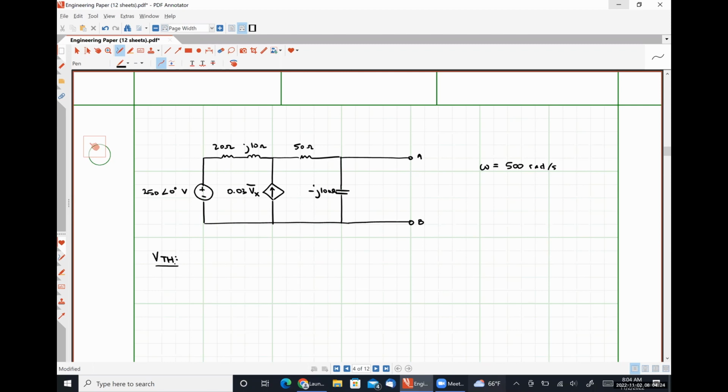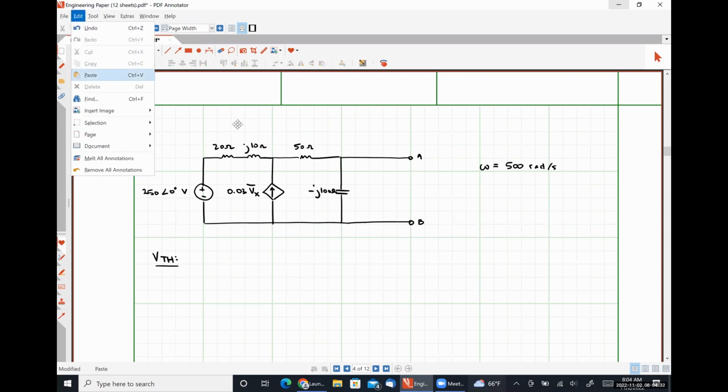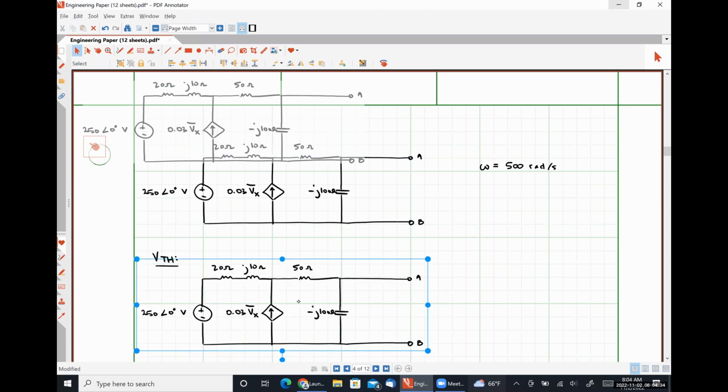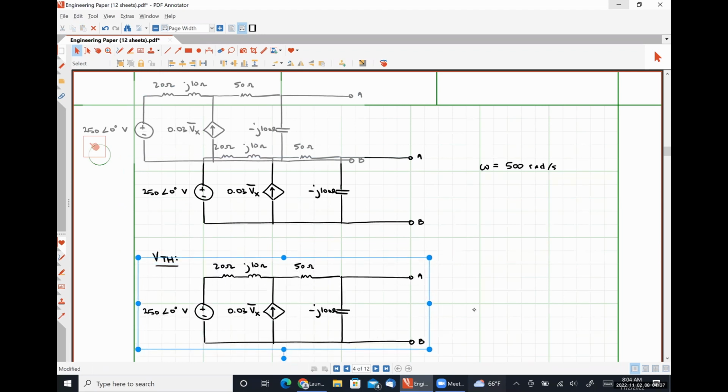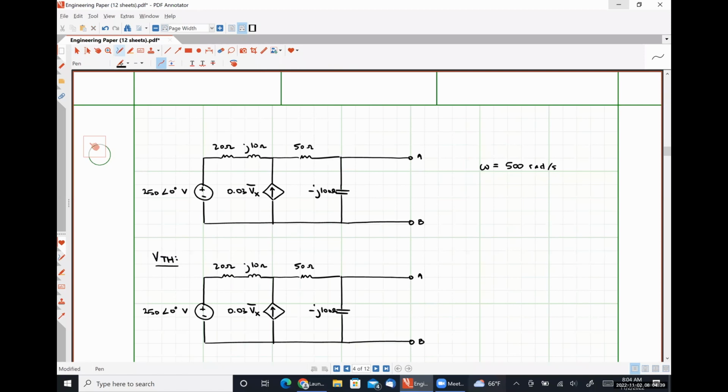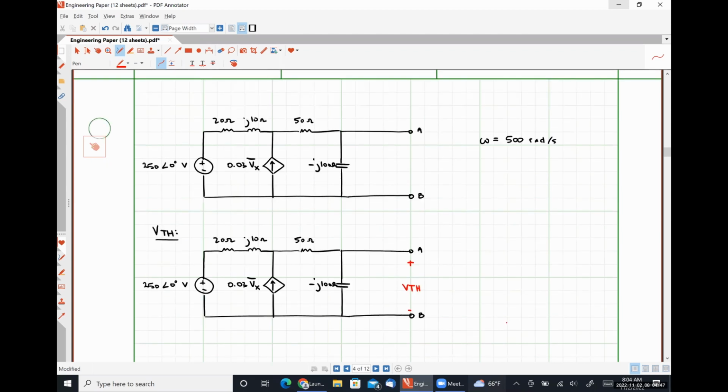So to solve for VTH, I'm going to just make a copy of this circuit. And then we'll talk about the analysis that this would entail. Our goal here is to figure out what this voltage is. We can see very obviously that the Thevenin voltage is just the voltage drop over the minus j100 ohm capacitor.